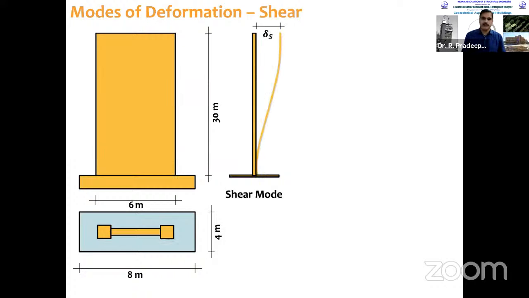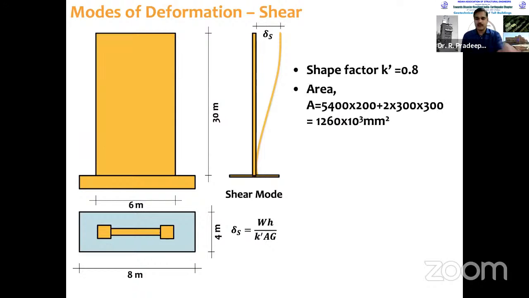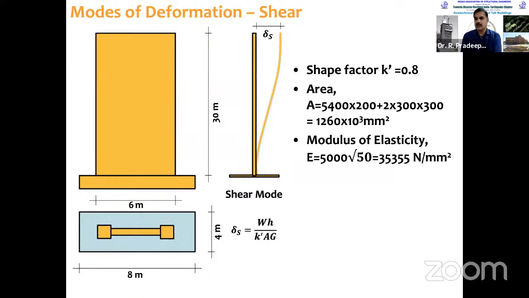So this is shear mode of deformation, delta S. How do we compute that? So WH by K prime AG. K prime is the shape factor, A is the area, that is shear area, G is shear modulus. So shape factor, I'm taking it as 0.8. Then area is computed from the dimensions, so 1260 into 10 power 3 millimeters square. And then modulus of rigidity is also computed. So using these numbers, we get delta S.